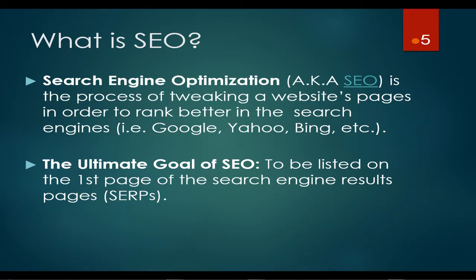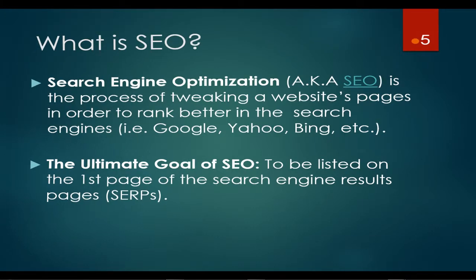SEO is the process of tweaking a website's pages in order to rank better in the search engines. The ultimate goal of SEO is to have your website listed on the first page of the search engine results. For instance, if someone's searching for something in Google, you would want your website to show up on the first page.